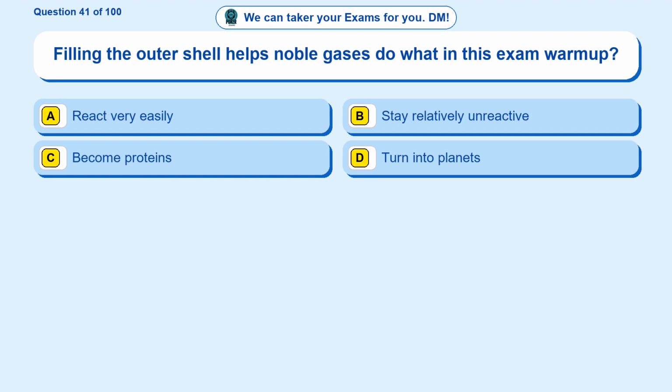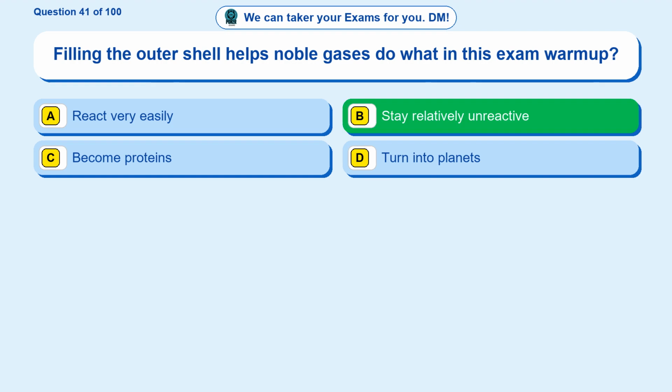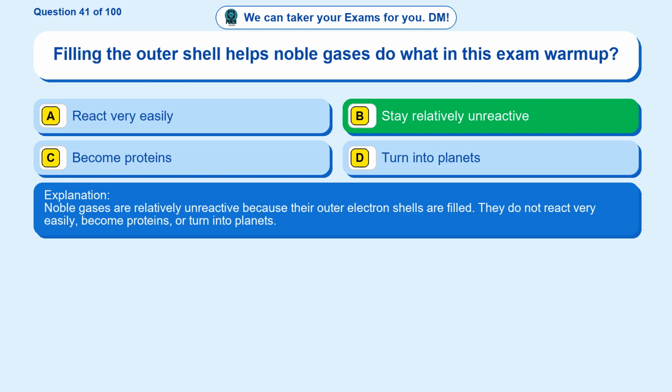Question 41. Filling the outer shell helps noble gases do what in this exam warm-up? Option A, react very easily. Option B, stay relatively unreactive. Option C, become proteins. Option D, turn into planets. The correct answer is option B. Stay relatively unreactive. Noble gases are relatively unreactive because their outer electron shells are filled. They do not react very easily, become proteins, or turn into planets.